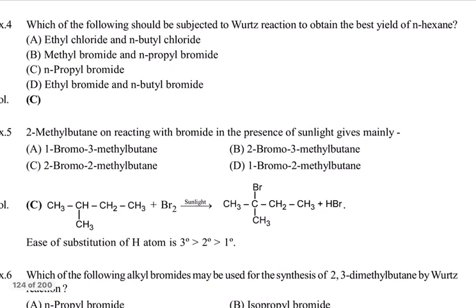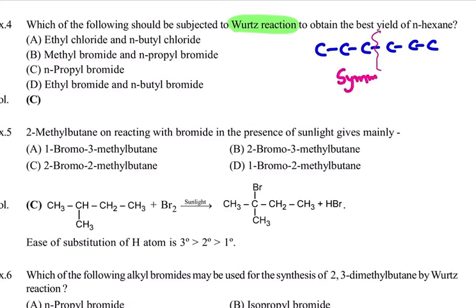Next question: which of the following should be subjected to Wurtz reaction to obtain the best yield of n-hexane? A very important point: by using Wurtz reaction, we can prepare only symmetrical alkanes. If you take n-hexane, with C bond C bond C bond C bond like this, it is a symmetrical alkane, meaning we can cut it into two equal parts.